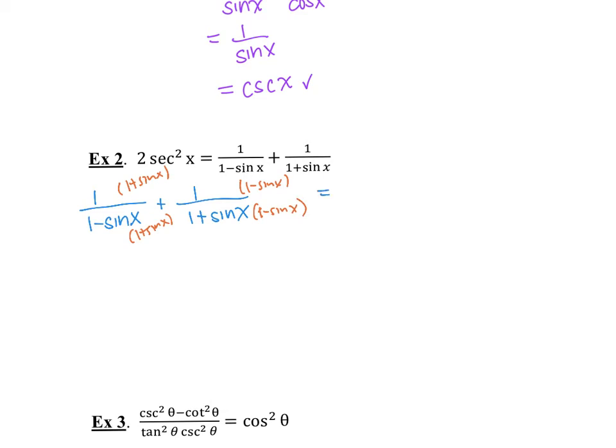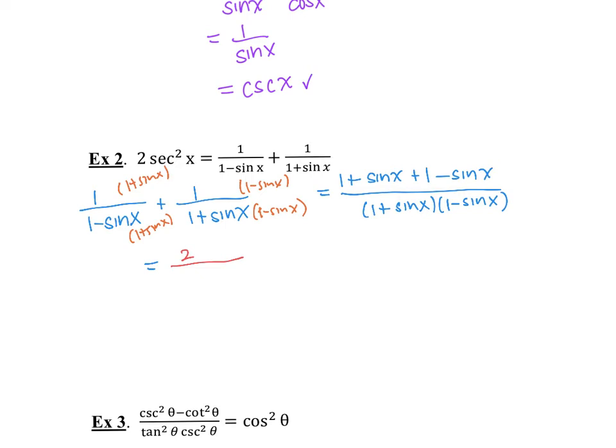Okay, I'm going to go ahead and distribute the numerator. So 1 times 1 plus sine x is 1 plus sine x, plus 1 minus sine x. On the denominator, I have 1 plus sine x times 1 minus sine x. I'm going to go ahead and continue to simplify the numerator. On the numerator, I can see the sine x minus the sine x will cancel. So 1 plus 1 leaves me with 2 in the numerator.